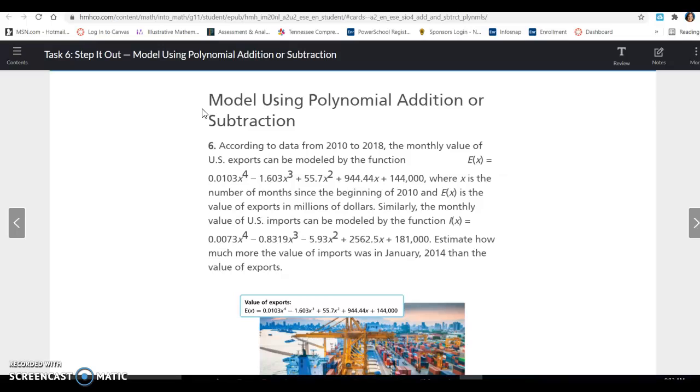According to data from 2010 to 2018, the monthly value of U.S. exports can be modeled by the function E of x, where x is the number of months since the beginning of 2010, and E of x is the value of exports in millions of dollars. Similarly, the monthly value of U.S. imports can be modeled by the function I of x. Estimate how much more the value of imports was in January of 2014 than the value of exports.